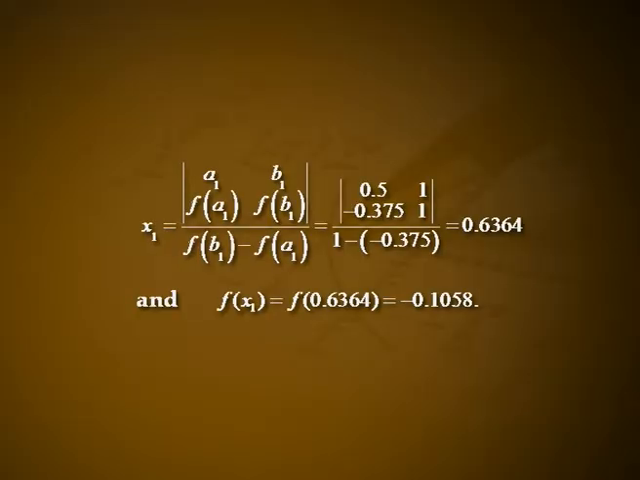Step 2. Since f(0) × f(0.5) > 0, a root lies between 0.5 and 1. Set a1 = x0 = 0.5, and b1 = b0 = 1. Then we have the following: x1 = determinant of (a1, b1; f(a1), f(b1)) divided by f(b1) - f(a1), that is equal to determinant of (0.5, 1; -0.375, 1) divided by 1 - (-0.375), that is equal to 0.6364, and f(x1) = f(0.6364), that is equal to -0.1058.